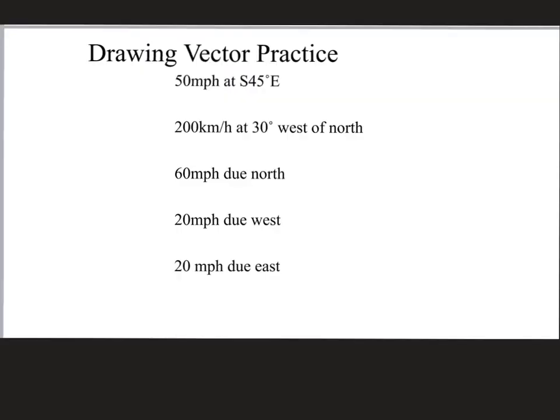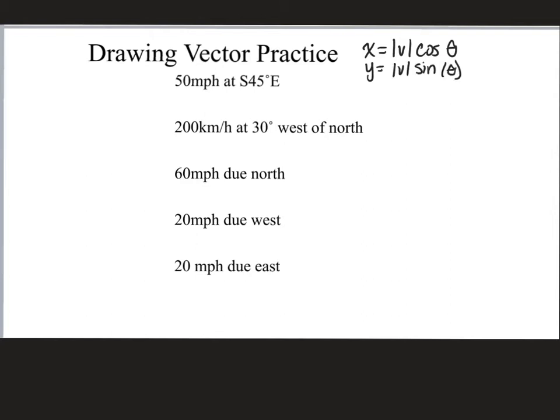Okay, so the hardest part about these problems is knowing how to set your vectors up. So again, to find the X component of your vector, you want to do the magnitude of the vector times cosine of the angle. And to find the Y, you want to do the magnitude times sine of the angle.